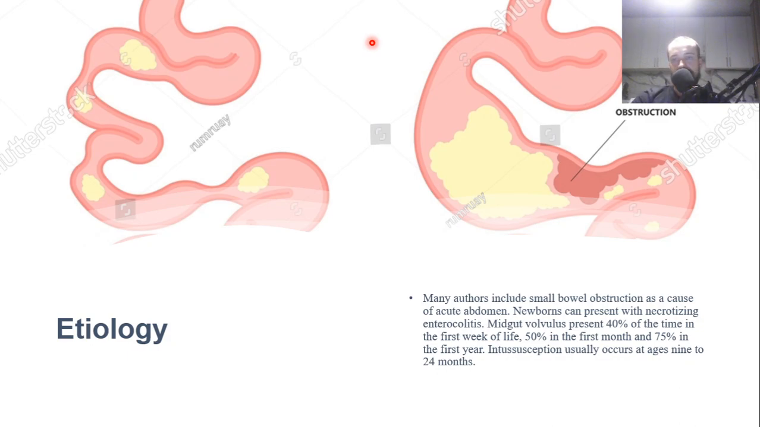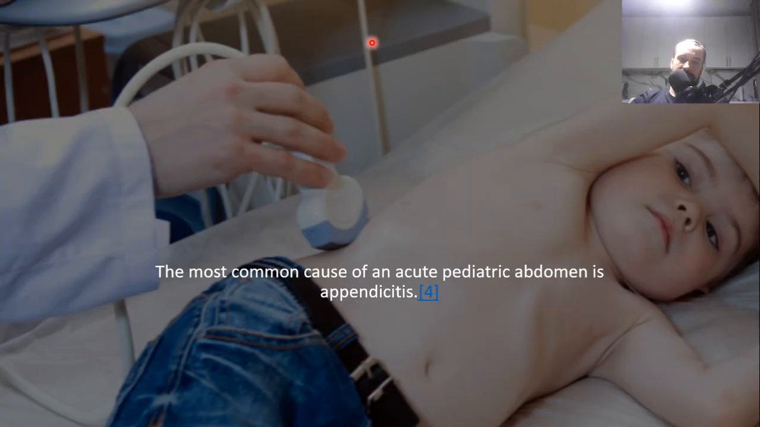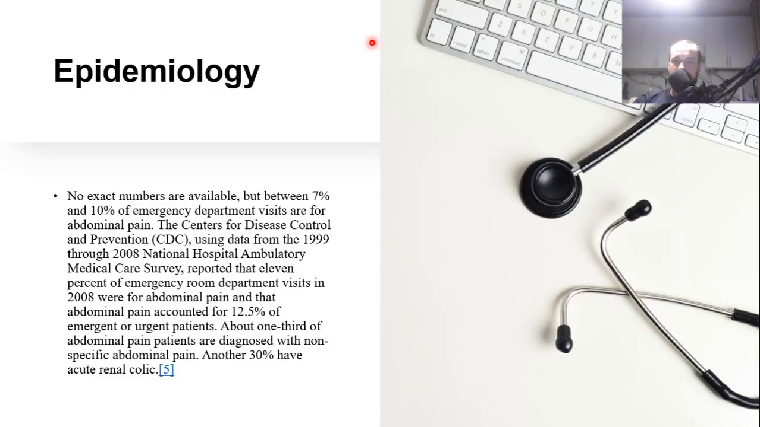Midgut volvulus presents 40% of the time in the first week of life, 50% in the first month, and 75% in the first year. Intussusception usually occurs at age 9 to 24 months. The most common cause of an acute pediatric abdomen is appendicitis. Remember this one.